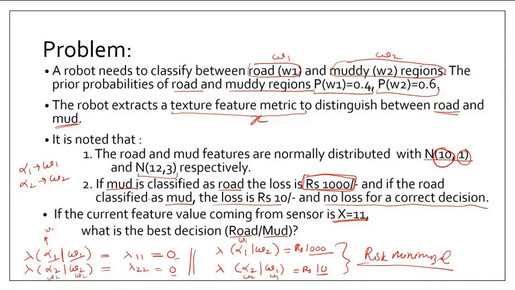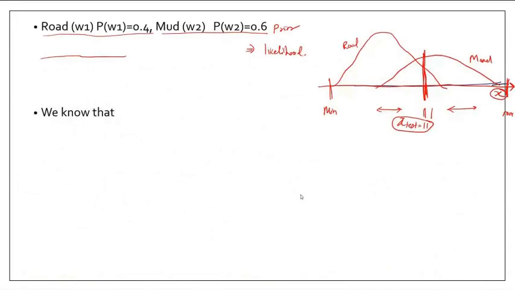So that is my binding. I'm not interested in traveling in mud, and I can bear the cost of 10 rupees for taking a wrong decision, that is classifying road as mud. That is also a costly decision, but compared to 1,000 rupees, 10 rupees is less, so I am able to bear this much amount. So taking into account this fact that I can bear 10 rupees but I cannot bear 1,000 rupees, I have to solve this problem.